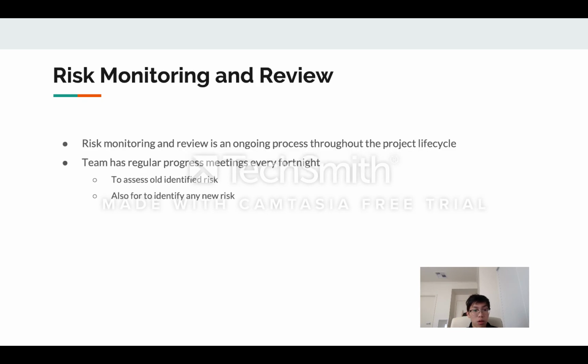So risk monitoring and review is an ongoing process that happens throughout the project lifecycle. Our team has regular progress meetings every fortnight to assess all identified risks, also to identify new risks.